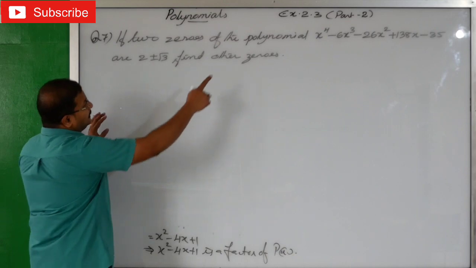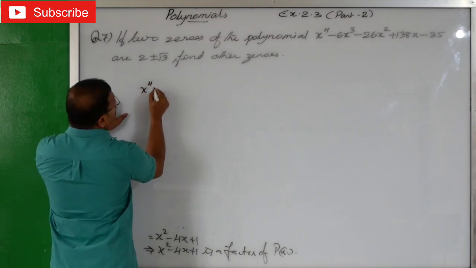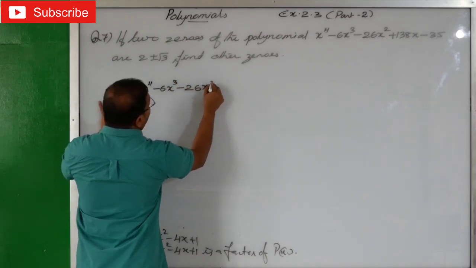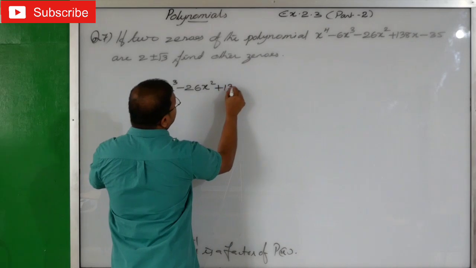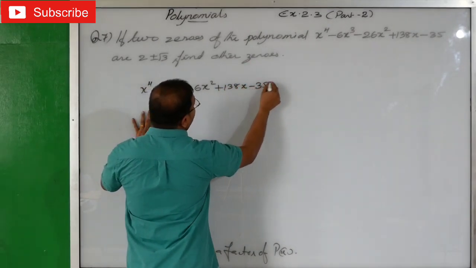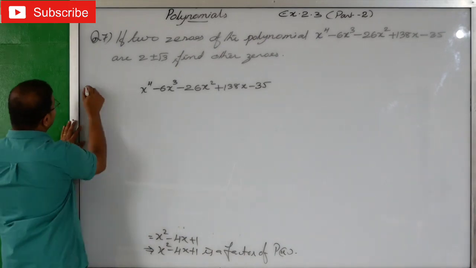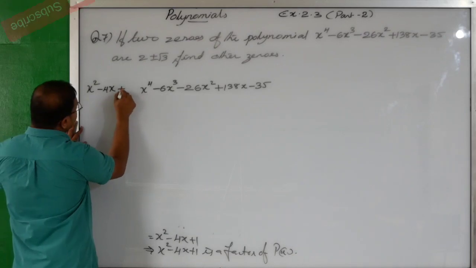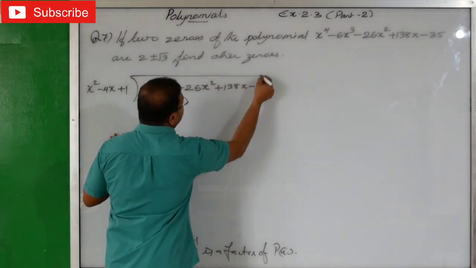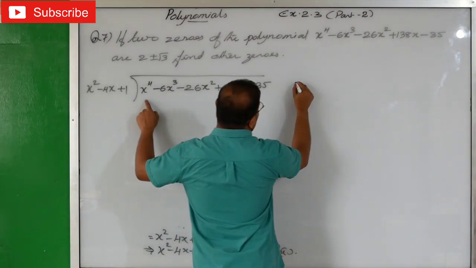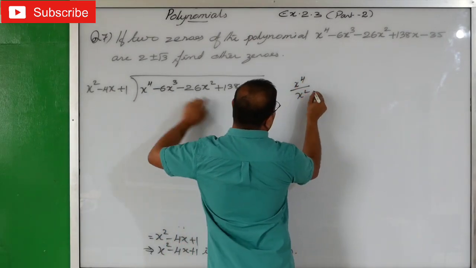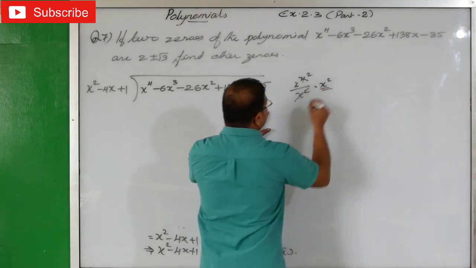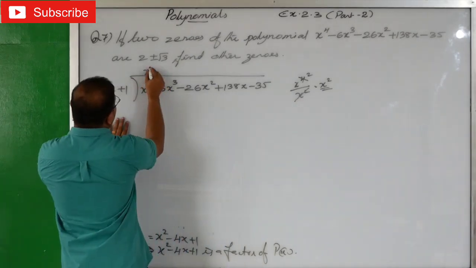Ready? So now we will divide this, that is x raised to 4 minus 6x cube minus 26x square plus 138x minus 35, divides. What will do? x square minus 4x plus 1. Ready? So first we will take x raised to 4 divided by x square. Square means 2 times. Out of 4, 2 will cancel. So x square will get. Ready? That means here will be x square.